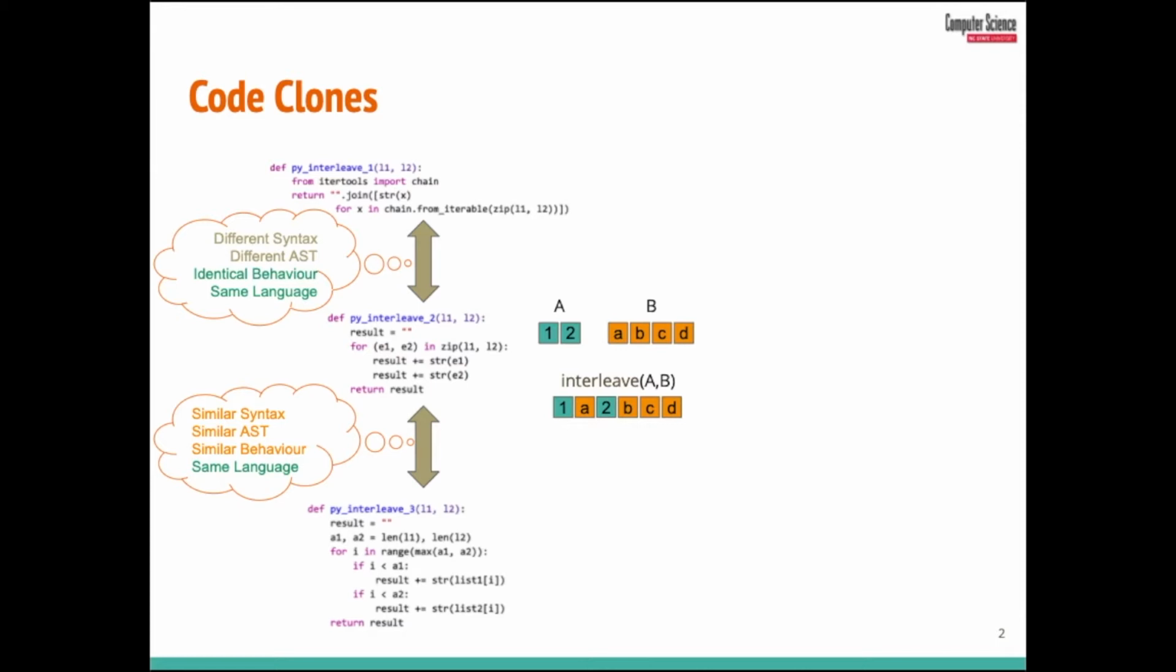The first uses an external library to chain two arrays. The second uses the built-in zip function that returns an element from each array. Finally, the third function uses the inbuilt range function. The first two functions have different syntax but exhibit identical behavior, while the second and third functions have similar syntax but exhibit similar but not identical behavior. You see, the first two functions fail to interleave arrays of different sizes, while the third function handles this case.